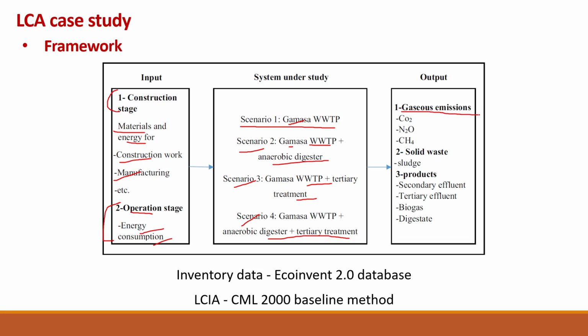Then they are analyzing the output in terms of gaseous emissions. So how much CO2, CH4 or nitrous oxide is being emitted from the treatment processes. For each process they will calculate this, right? And then they will calculate the overall performance. Then similarly the solid waste is sludge. Then the products are secondary effluent, tertiary effluent, and biogas from digestion. So this is just an example, an LCA of a wastewater treatment plant. You can do it for other processes as well.